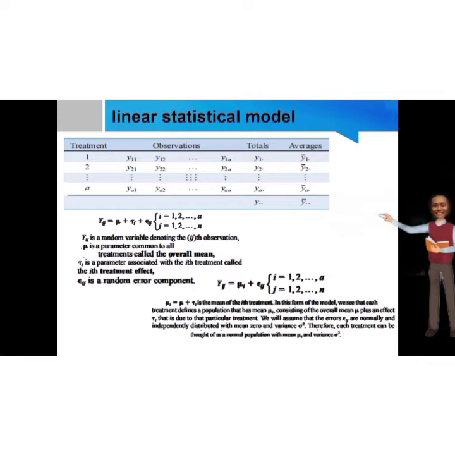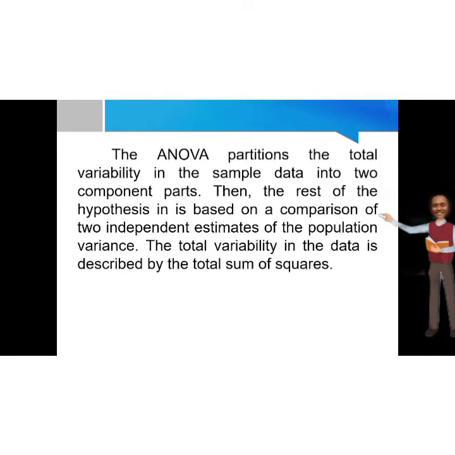The treatment defines a population that has mean mu_i, consisting of the overall mean mu plus the effect tau_i that is due to the particular treatment. We will assume that the error components are normally and independently distributed with mean 0 and variance sigma squared. Therefore, each treatment can be thought of as a normal population with mean mu_i and variance sigma squared. The ANOVA partitions the total variability in the sample data into two component parts. Then, the test of the hypothesis is based on a comparison of two independent estimates of the population variance.